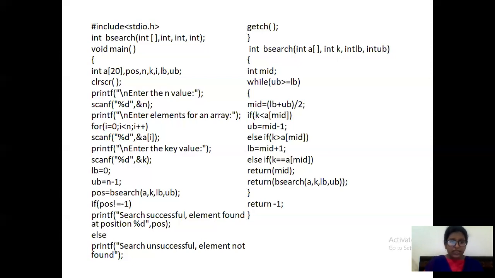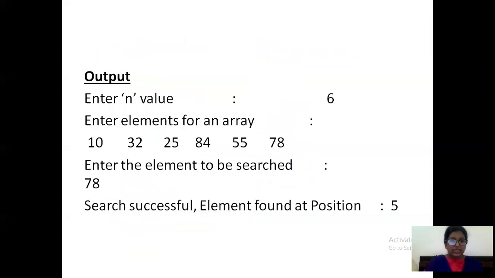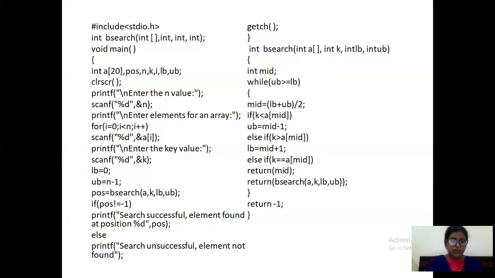Right, now you need to set the lower boundary value to 0 and the upper boundary value will be obviously n minus 1. As it is an array, the array starts with 0 and ends with n minus 1. Those are nothing but your lower boundary and upper boundary. Now you need to call this function called binary search of a comma k comma lower boundary comma upper boundary. How are you calling this function? You are calling this function with its array name, then k is nothing but key value, lb is nothing but lower boundary value, ub is nothing but upper boundary value.